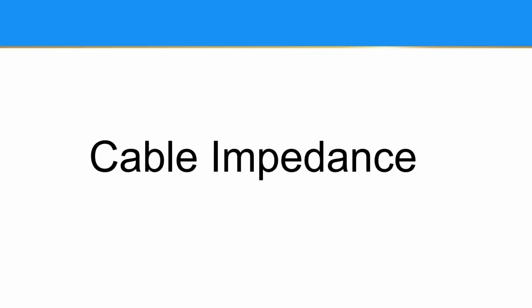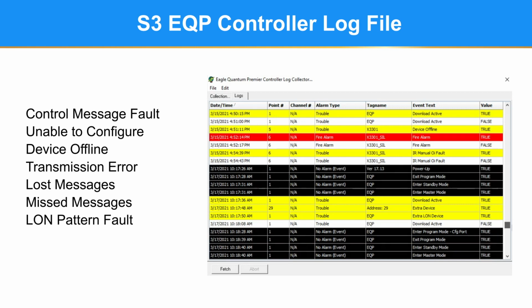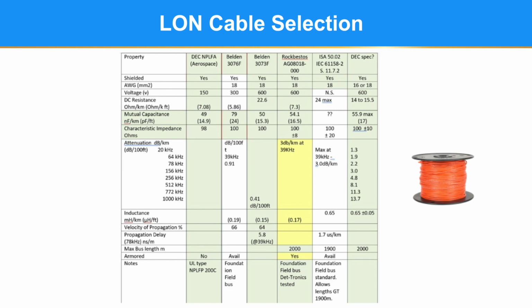Using cable with the wrong electrical characteristics will cause communication reflections that could distort normal communications to an unstable state, very similar to the interference just covered, with similar results: product or products intermittently dropping off the network. And you would also see similar errors or events in the EQP controller log file. So selecting a LON network cable with the correct electrical requirements is just as important as selecting one with the correct physical or mechanical requirements.